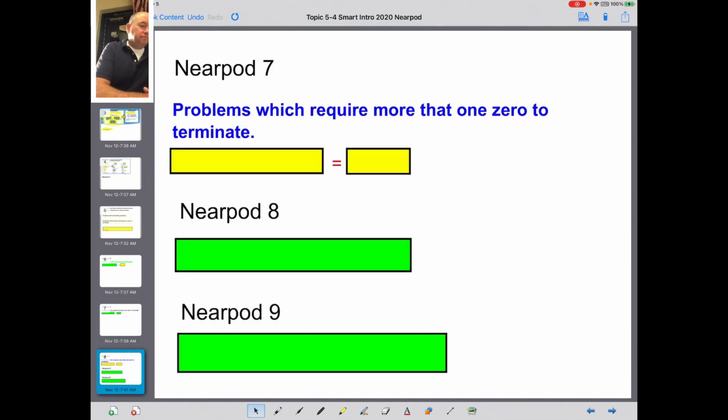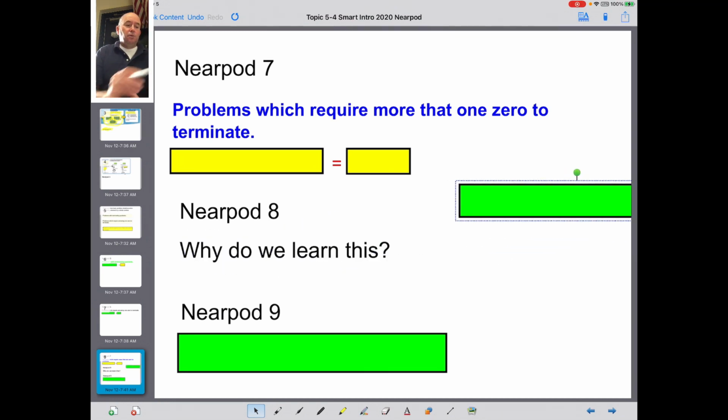All right. Nearpod 7. Problems which require more than 1 0 to terminate. Pause the video. All right. Did you show them the... Yeah, okay. Okay, move. Pause. Okay. Oh, Nearpod 8.